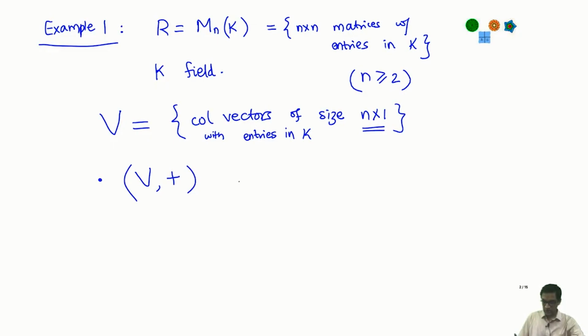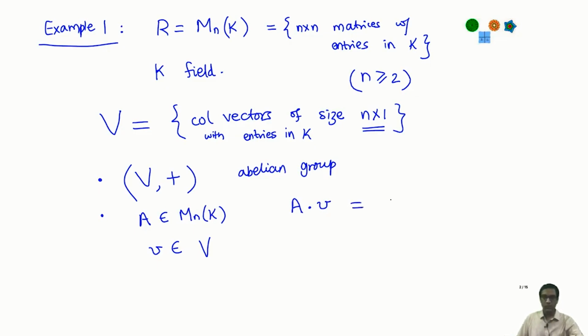As follows. Observe, already I have addition of column vectors, so this is definitely an abelian group. But what I want to do is to define my matrix multiplication. So let me take a matrix A in M_n(K), in my ring R, and I should take an element v from my module. It's a column vector. Now I have to tell you how to define the scalar multiplication of A with the element v of the module.